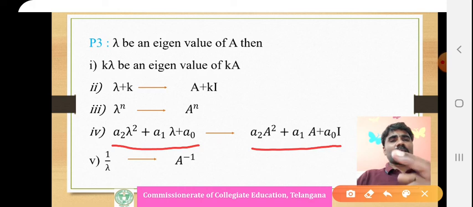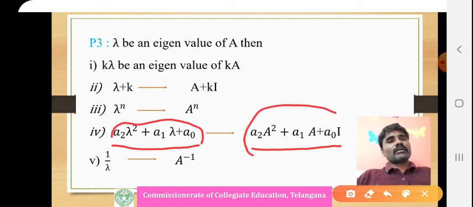We can consider any degree: an lambda n, an minus 1 lambda n minus 1, and so on. That is the eigenvalue for the matrix small an capital A power n, small an minus 1 capital A power n minus 1, up to a0 I. Like that we can understand. Here I consider only up to second degree, but we can extend this to nth degree also. And 1 by lambda is the eigenvalue of A inverse whenever A inverse exists. This is the third property.